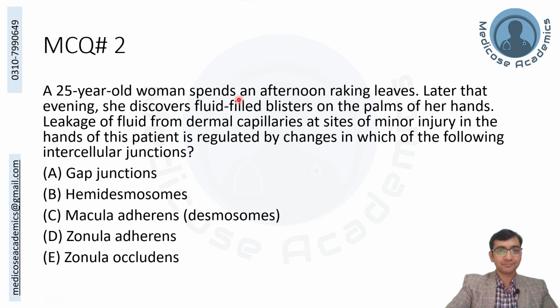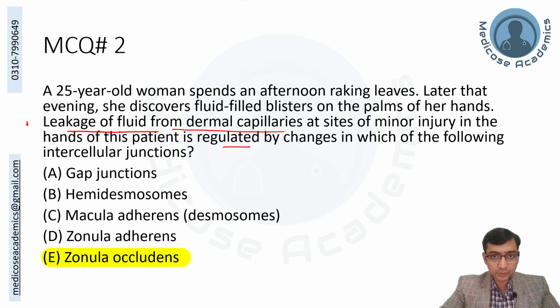MCQ number 2. A 25-year-old woman spends an afternoon raking leaves. Later that evening, she discovers fluid-filled blisters on the palm of her hand. Leakage of fluid from dermal capillaries at the site of minor injuries of the hand of this patient is regulated by changes in which of the following intercellular junctions? So, leakage of fluid from dermal capillaries. Which junction was preventing the leakage of fluid? So the leakage of fluid was regulated by occluding junctions. So zonula occludens was responsible, so that was damaged somewhat, due to which fluid filled in.